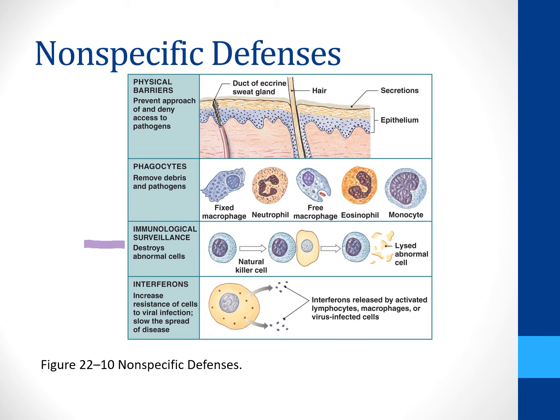Interferons can be released from specific cells. They can be released by activated lymphocytes, macrophages, or virus-infected cells, and they increase the resistance of specific cells to viral infection. So in the presence of interferon, cells are less likely to be infected by a virus.